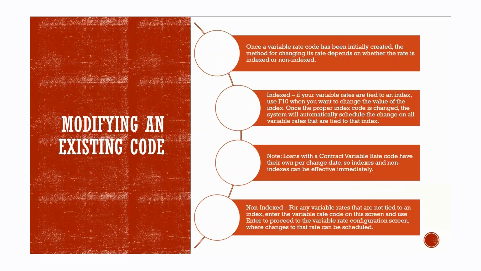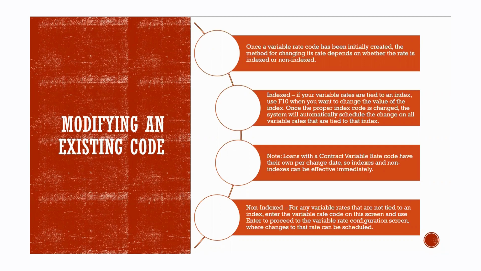Modifying an existing code. Once a variable rate code has been initially created, the method for changing its rate depends on whether the rate is indexed or non-indexed. If the variable rate is tied to an index, use F10 when you want to change the value of it. Once the proper index code is changed, the system will automatically schedule the change on all variable rates that are tied to that index. Note, loans with a contract variable rate code have their own per change date, so indexes and non-indexes can be effective immediately.